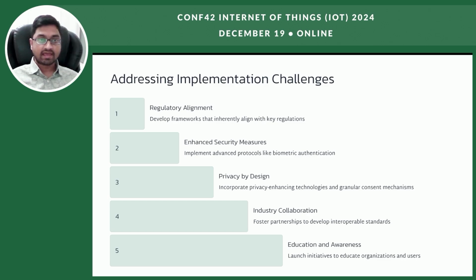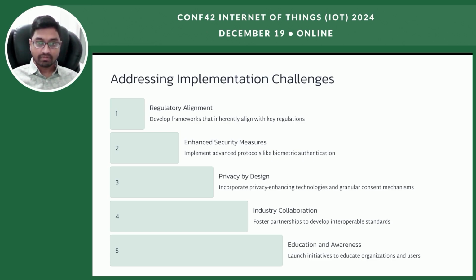Then we have to look into enhanced security measures. We have to implement advanced protocols like biometric authentication or various other types of secure authentication measures like two-factor authentication. Then we have to think in terms of privacy by design. So incorporating privacy-enhancing technologies and granular consent mechanisms should be allowed. For example, if you want to allow permissions only under certain specific conditions, that is where granularity comes into the picture. And then industry collaboration is very important, because we are looking at industry-specific alignment.